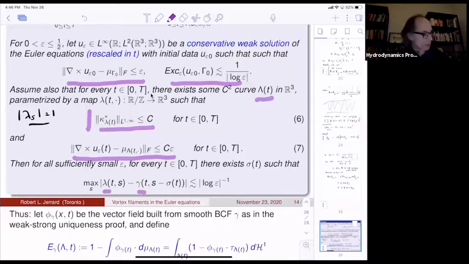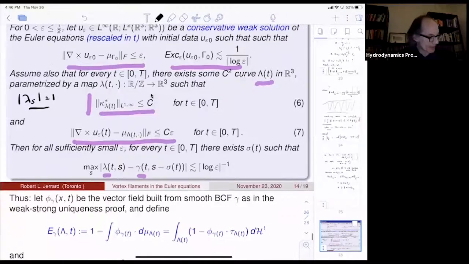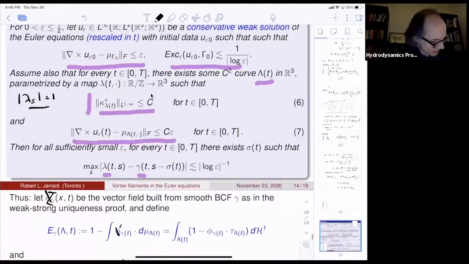Okay, and we'll do this quickly. Unfortunately, I've changed the notation again. This is terrible. But this is what I called capital X before. So remember, in the weak-strong uniqueness proof, we built this magical vector field out of the smooth solution little gamma of the binormal curvature flow. It had these remarkable properties. And so let's just call it X everywhere.